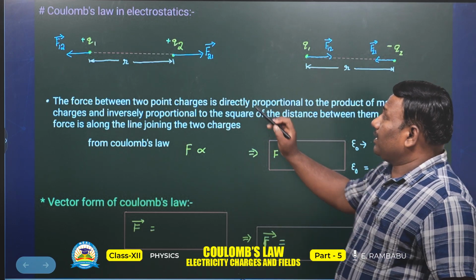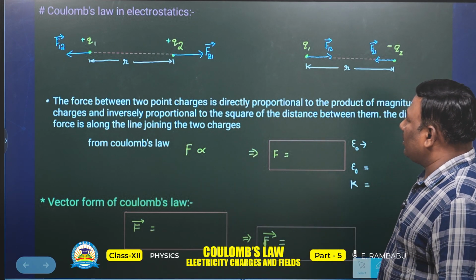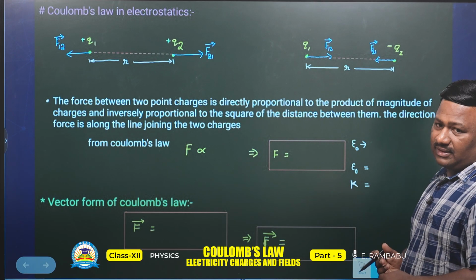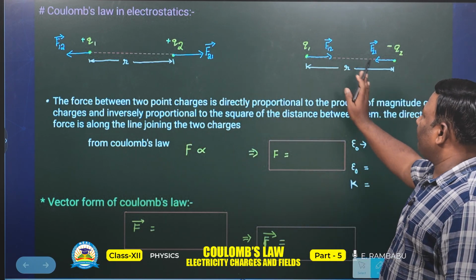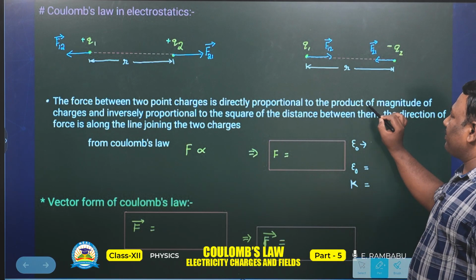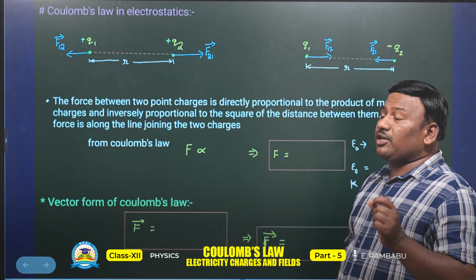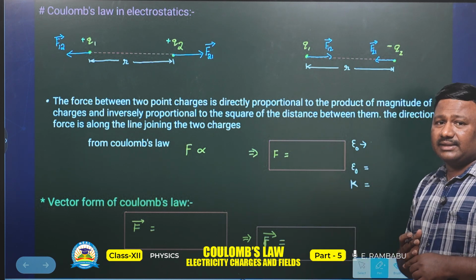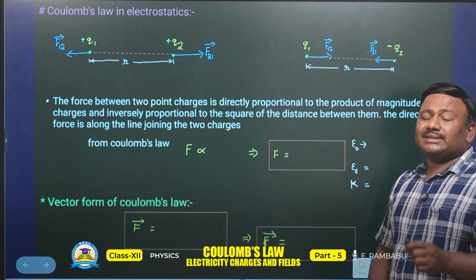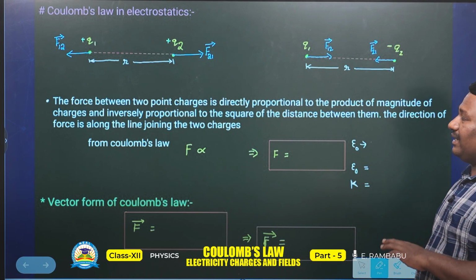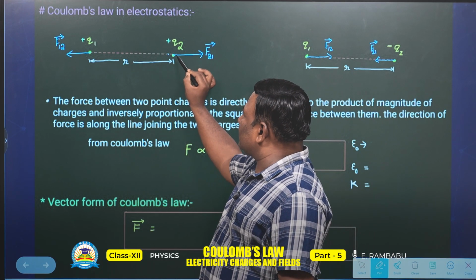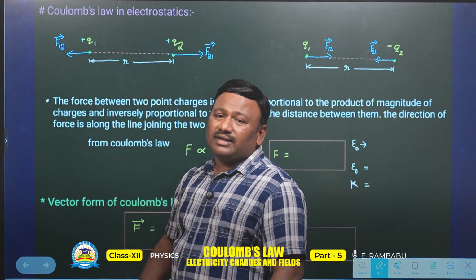According to Coulomb, the force of attraction or the force of repulsion between any two point charges is directly proportional to the product of the magnitudes of the charges and inversely proportional to the square of the distance between them, and the forces act along the line joining the charges. So this is the line joining the charges, and the force acts along it.